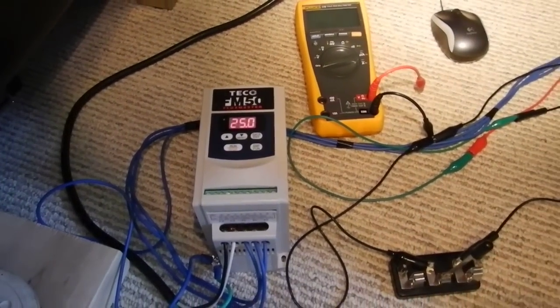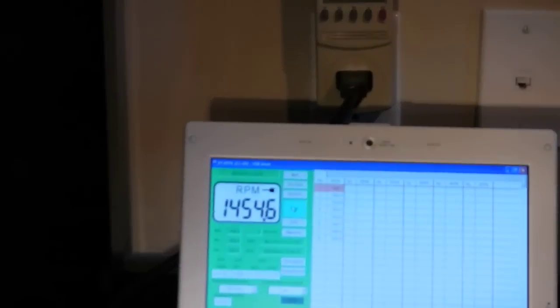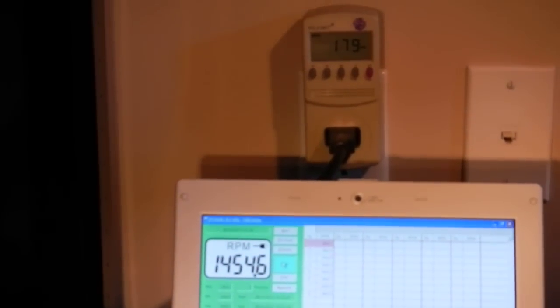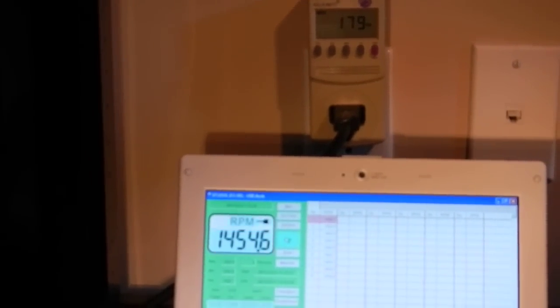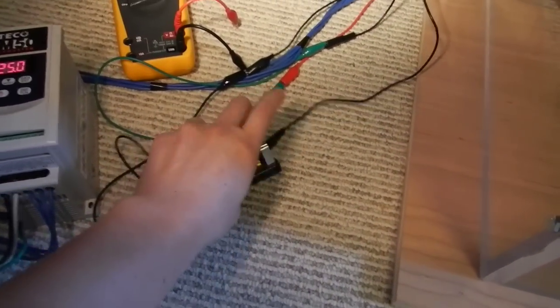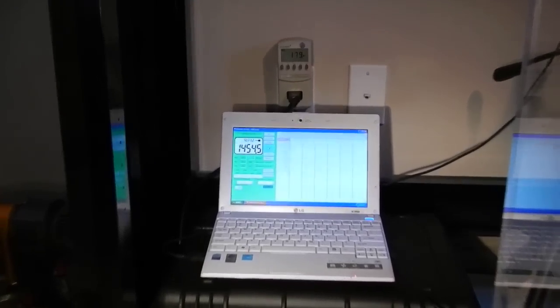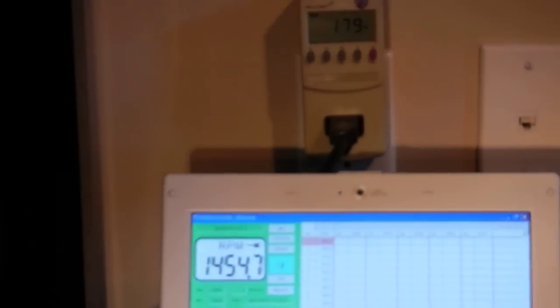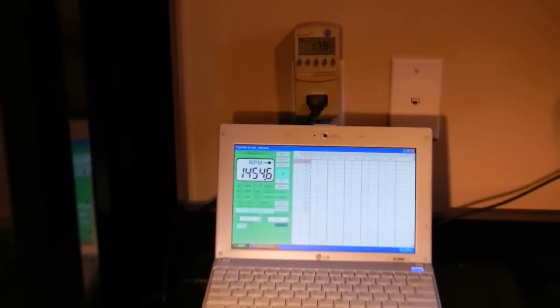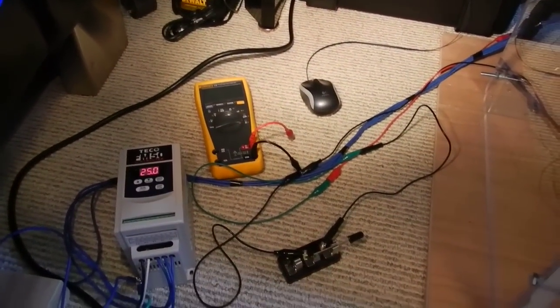Okay, so the disc is spinning now at 25 hertz input frequency, and the switch is open, and my speed is about 1454 RPM, and my input watts is about 179 watts. So now if I take this coil and short it, you can see the input wattage really hasn't changed, and the speed really hasn't changed either. So now I'm going to take it up to an input frequency of 30 hertz, and then we'll do the exact same experiment.